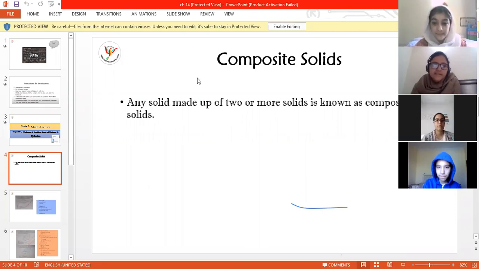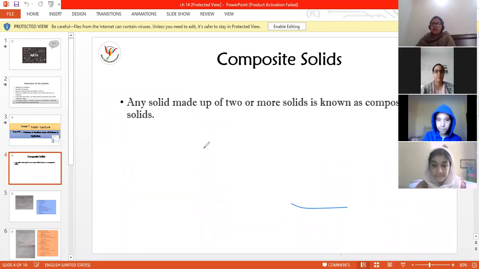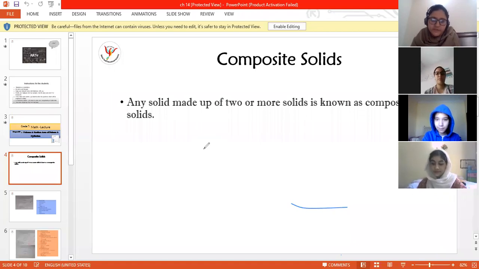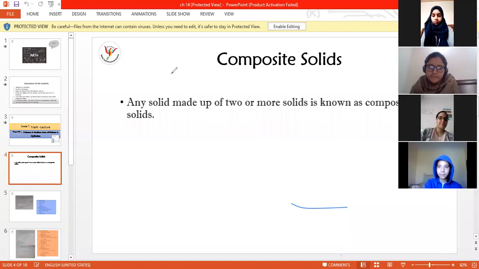Yes. Okay, let's start with the composite solids. I am just giving an overview of composite solids. Any solid made up of 2 or more solids is known as a composite solid. We have briefly explained these composite solid figures in the class.